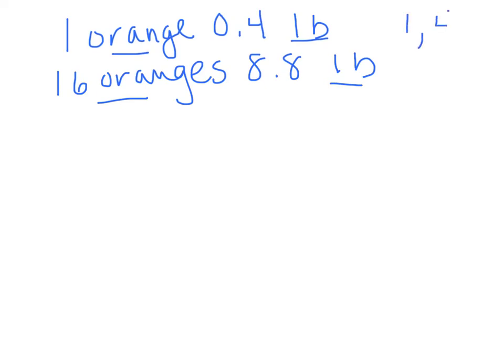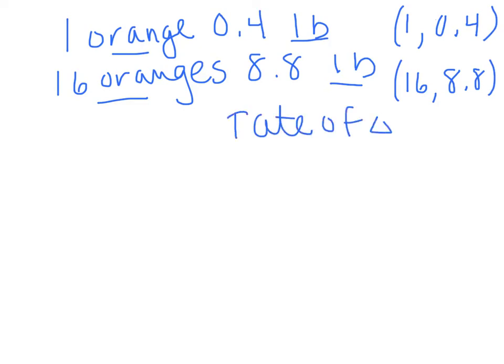So I'm going to treat these like they're coordinate pairs. So this is one, and this is the other coordinate pair that represents the relationship between the number of oranges and their weight. The other thing I know is every time I add an orange, I'm adding 0.4 pounds. That is my rate of change in the weight, which is 0.4. And the rate of change is my slope.